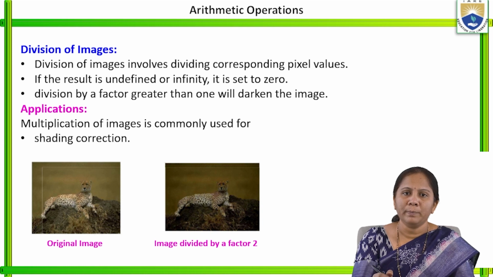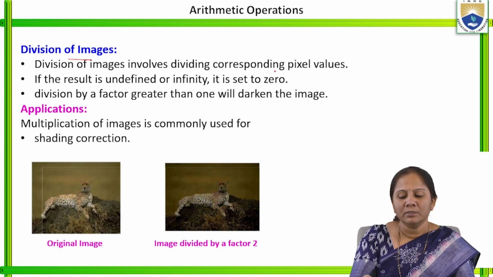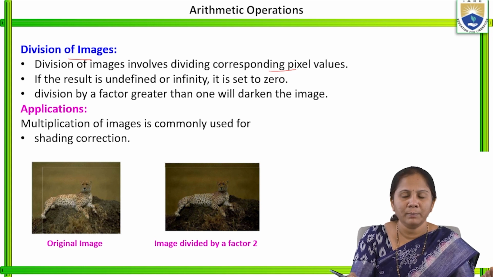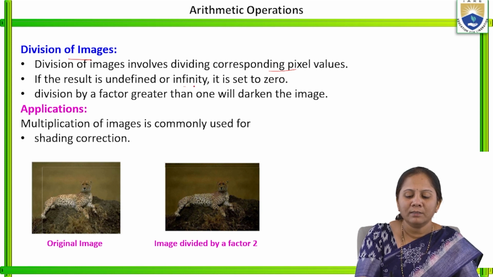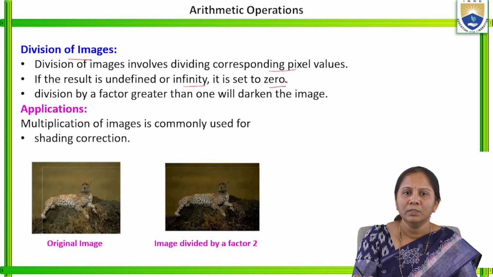The next arithmetic operation is division of images. Division of images should be done on related pixels. So the pixel of image B and the pixel of image A should be considered. While performing the division operation, sometimes we may get the value infinity as a result. In such cases, we have to apply the rule and make that infinite value equal to 0.